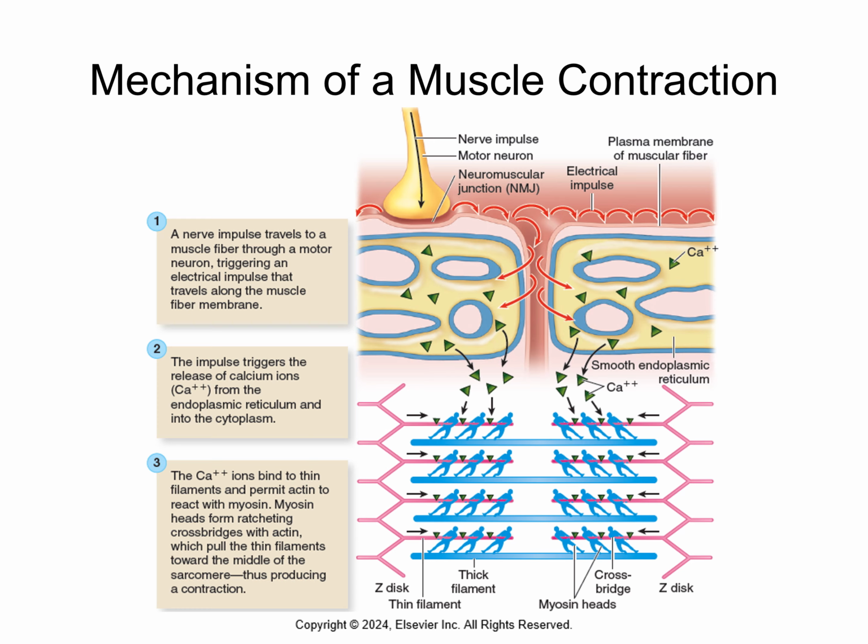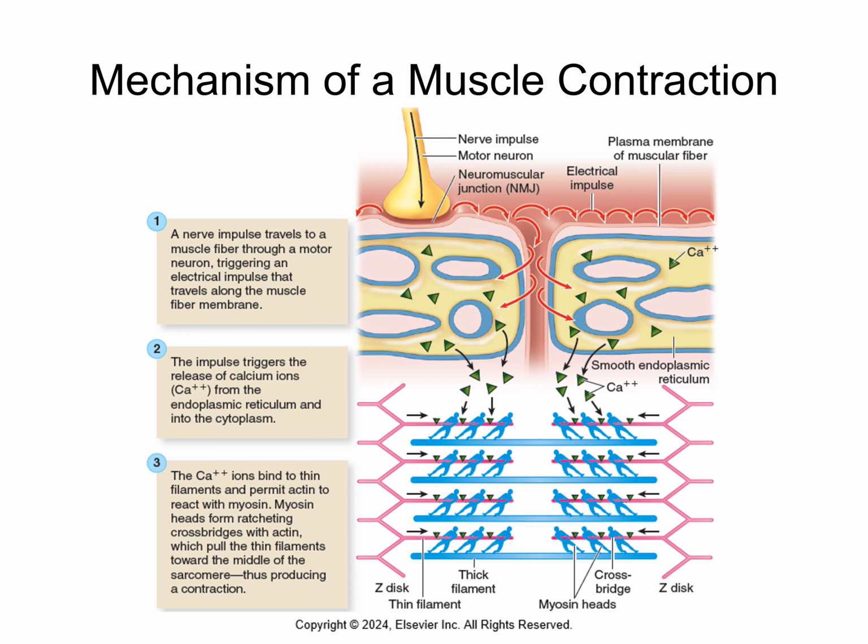Saltatory conduction. A nerve impulse travels to a muscle fiber through a motor neuron, triggering an electrical impulse that travels along the membrane of the muscle. So it goes down. Now it's at the membrane of the muscle. Now it's going to trigger an electrical impulse, okay? And then it says the impulse releases the calcium ions from the endoplasmic reticulum into the cytoplasm, right? The ER into the cytoplasm, okay?